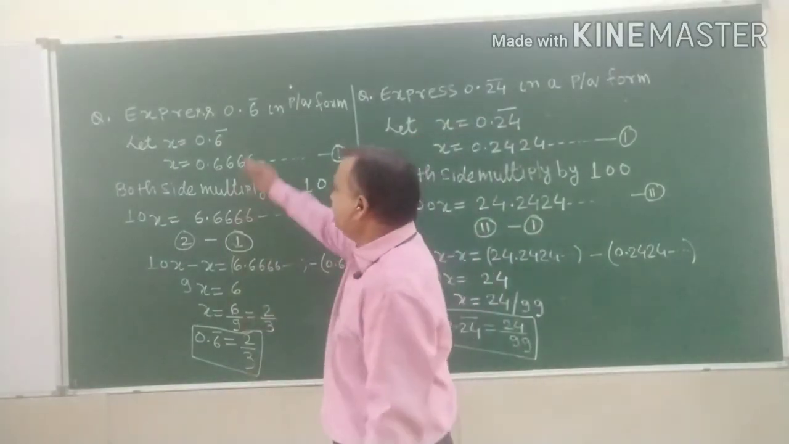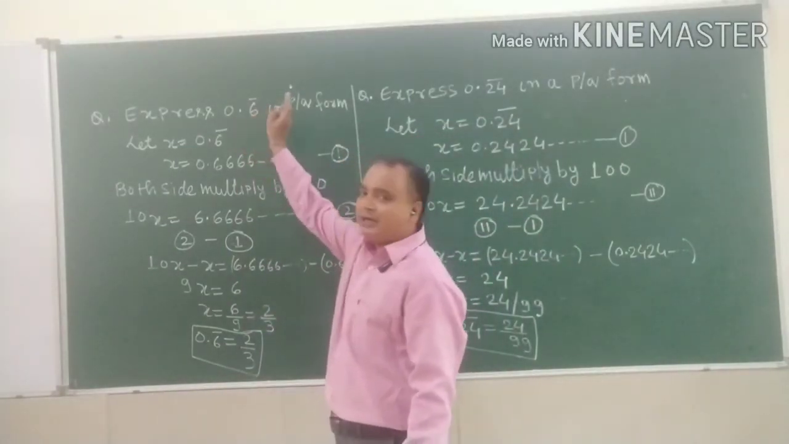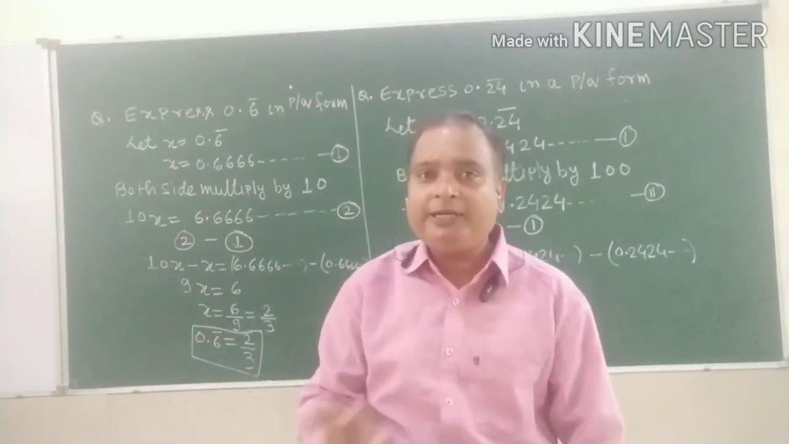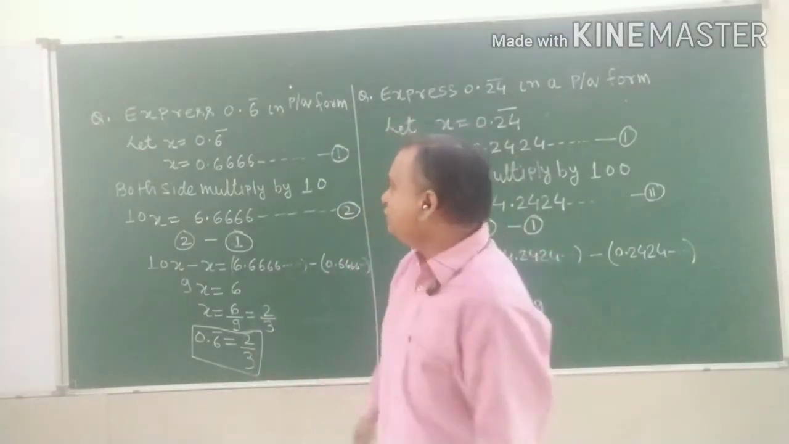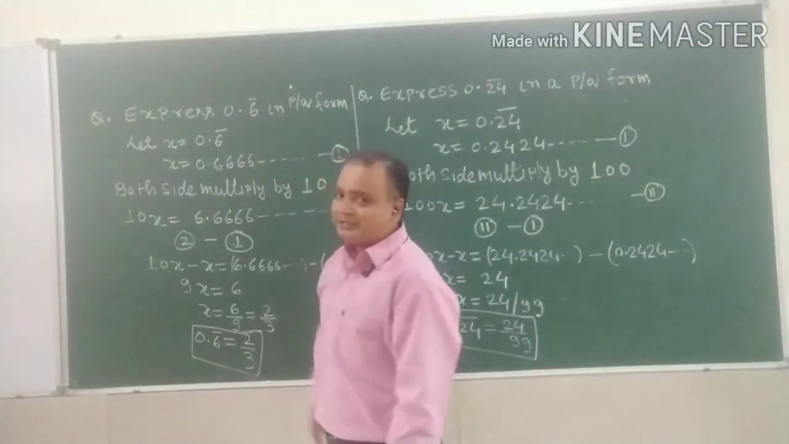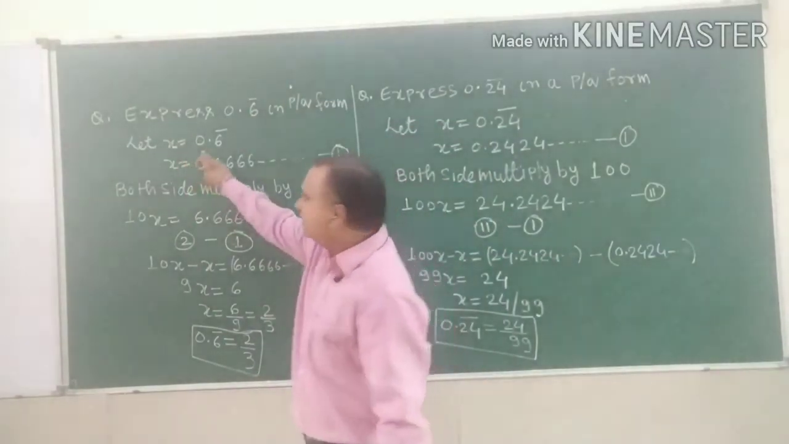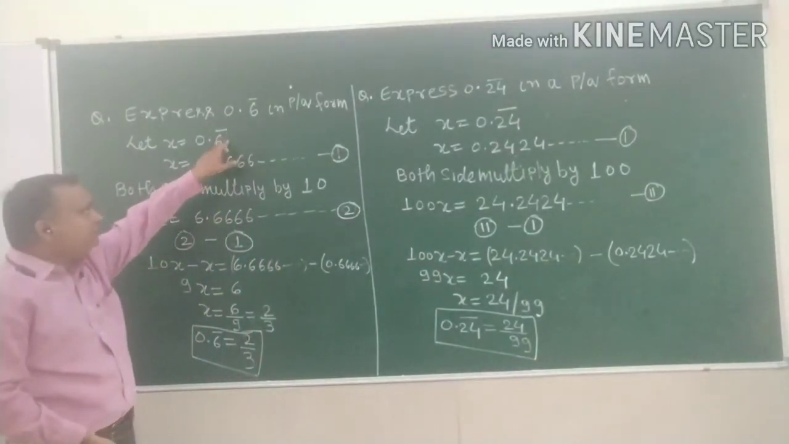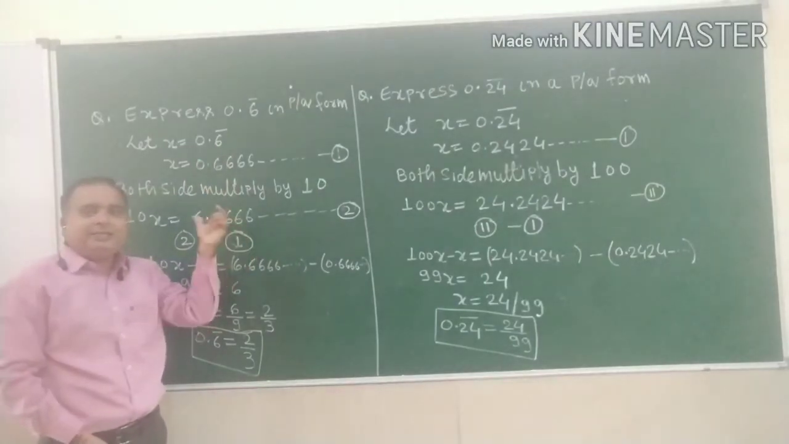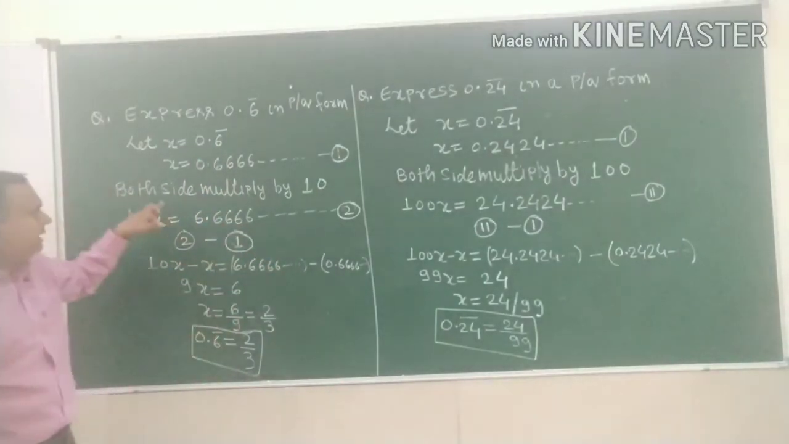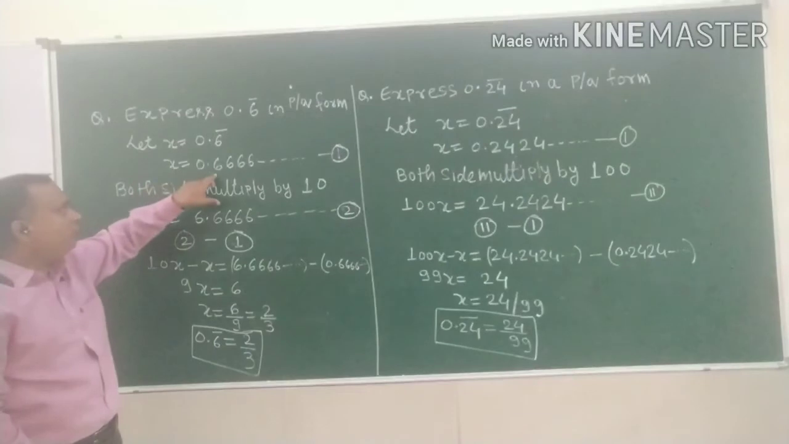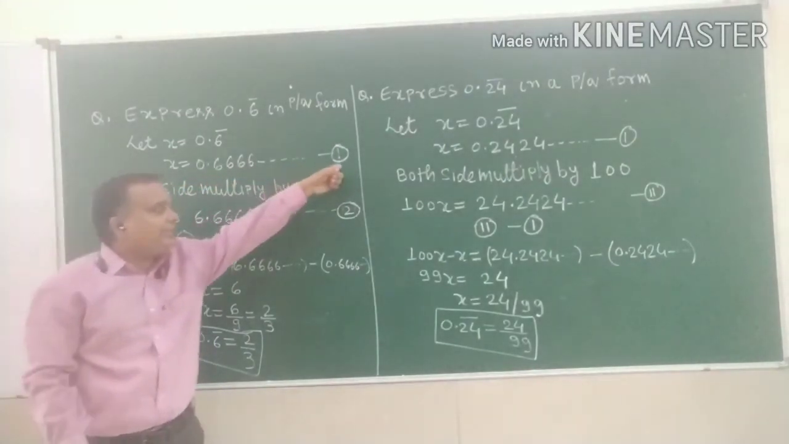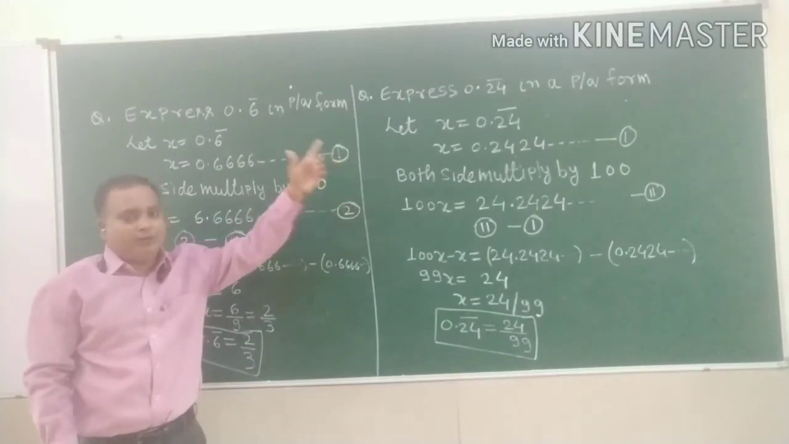So we have been given the number 0.6 bar. Simply we can say after the decimal the digit 6 is repeated up to infinite times. So let the number be x. So let x equal 0.6 bar. Now here the bar is on 6, so it indicates the digit 6 is repeated. So I can write x equal to 0.6666 dot dot dot. That is our equation number 1.